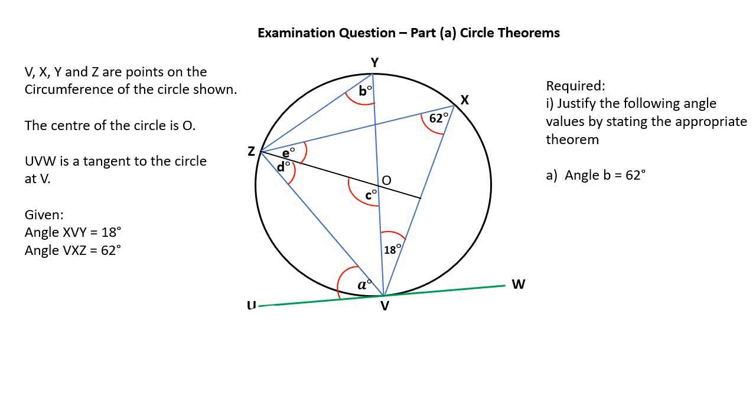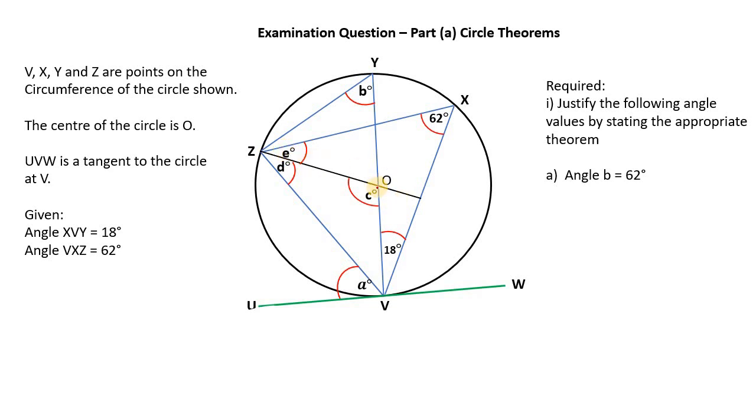Okay, so we have the first part of the question, which is a circle theorem question. Looking at the circle, we have 4 points on it, as we can see. These points are X, Z, Y, and V, right? And now we can see some other things.